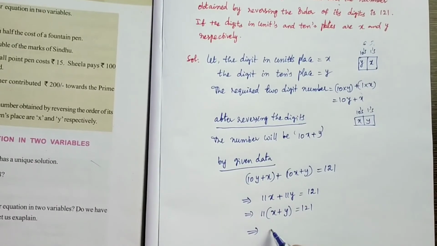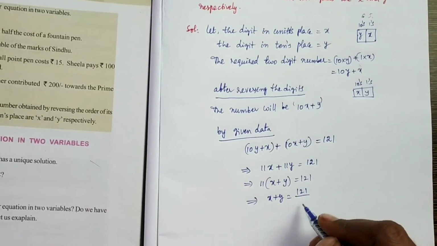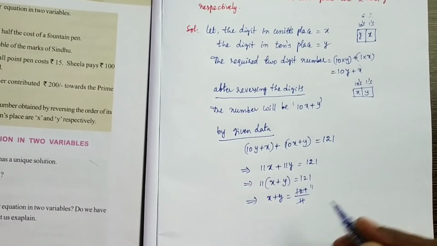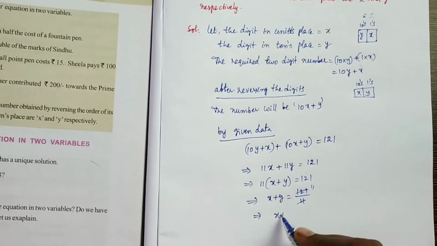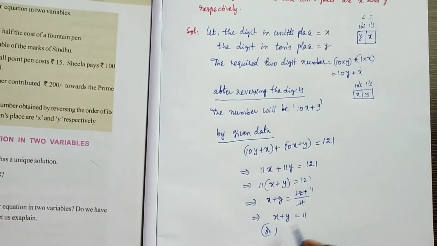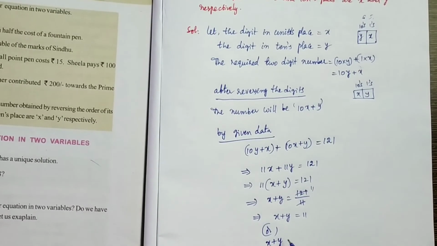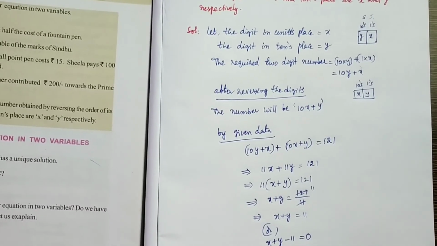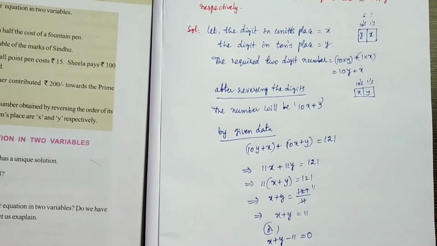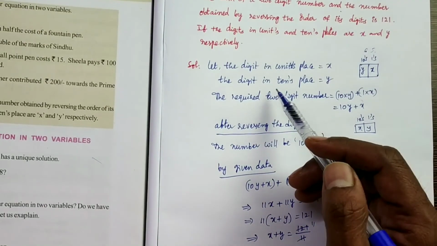Send 11 to that side, it will divide. x plus y equals 121 by 11. 11 into 121, the 11 will cancel. So x plus y equals 11. So this is the required equation. Or we can write it in the ax plus by plus c form: x plus y plus 11, send 11 to this side, then it will be minus 11 equals 0. So this is the solution of the given problem.